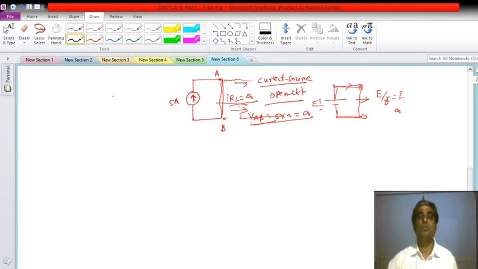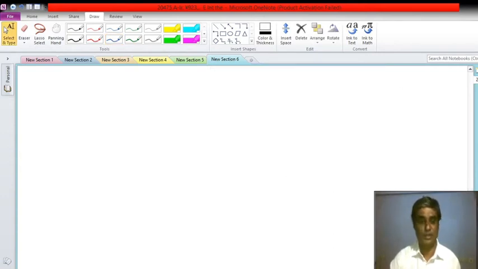And it is also to be noted that an ideal voltage source is very difficult to transform into an ideal current source or vice versa. Okay. Now we'll take one or two examples where we'll see the current source and how we can solve that.